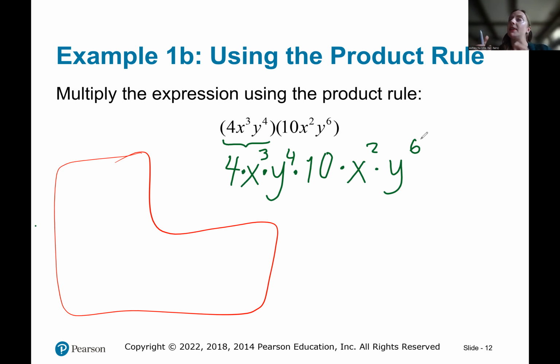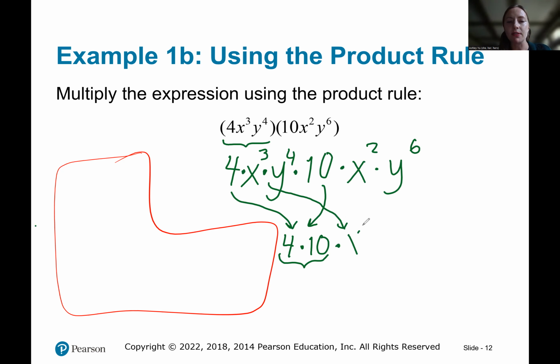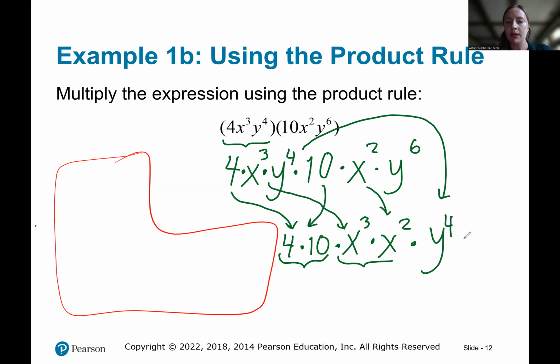Based on the commutative property of multiplication, I can reorder these because I know how to multiply 4 by 10. I don't know how to multiply 4 by x to the 3rd because I don't know what x to the 3rd is. So I'm going to reorder these so that the ones I know how to multiply are next to each other. The x to the 3rd and the x to the 2nd power, I can bring together because of the exponent rule we just saw. And then the y's: y to the 4th and y to the 6th. I think I've covered everybody.